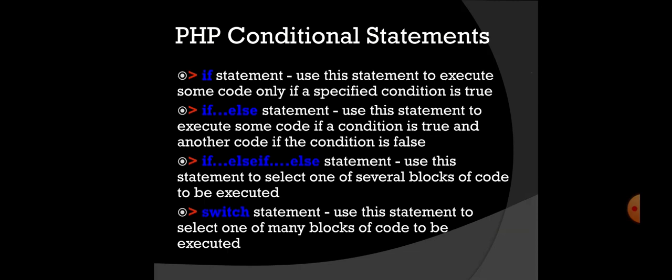And PHP conditional statements, we have if statement, if else statement, and switch statement. The if statement is used to check whether a particular condition is true. If the condition is true, the particular block is executed. In if else, the if part checks the condition. If the condition is true, the if block will be executed, otherwise the else part will be executed. If you want to check more than one condition, you can use if and else part. And switch is also similar to these conditional statements.